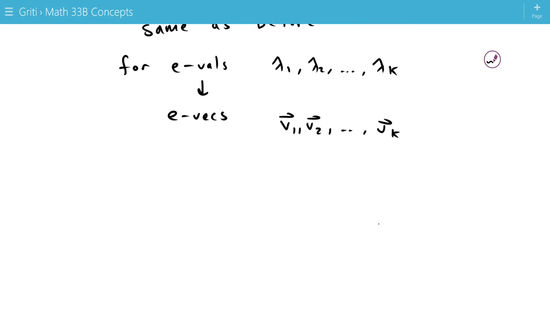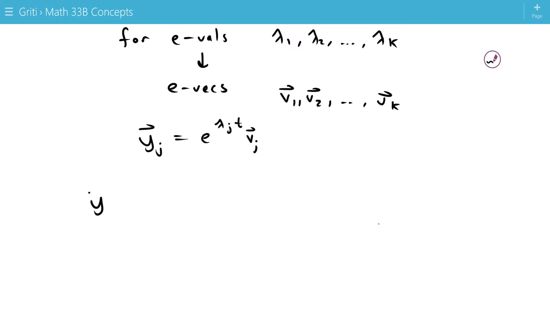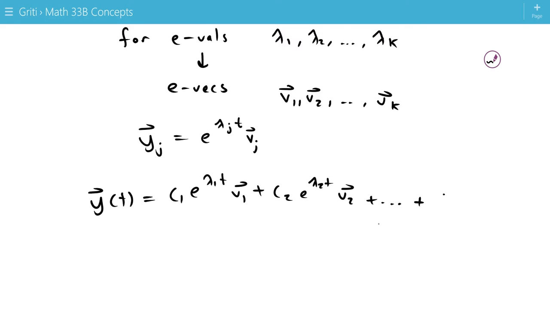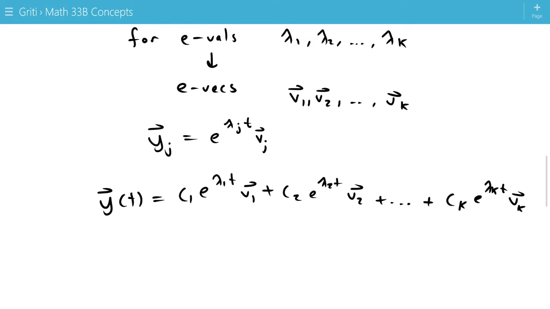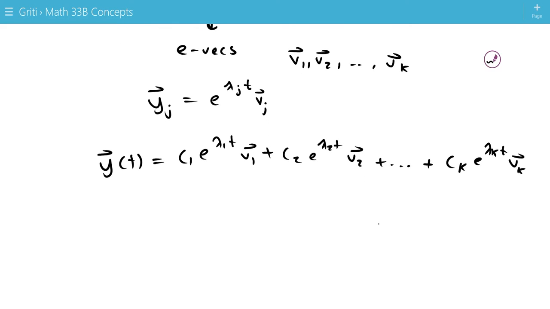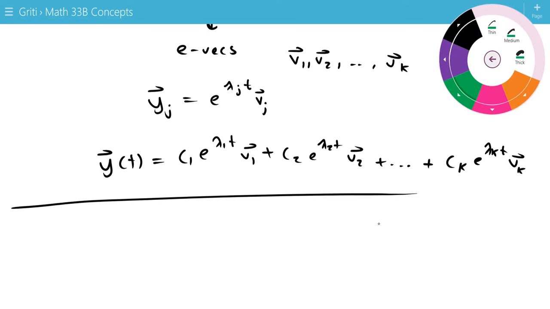And our solutions have the form yj equals e to the lambda jt times vj. And our total solution takes the form c1 e to the lambda 1 t v1 plus c2 e to the lambda 2 t v2 all the way to ck e to the lambda k t vk. So same as before. Now we can move on to our next case.